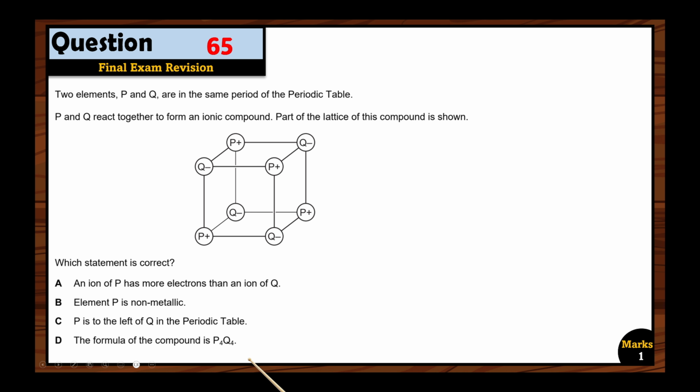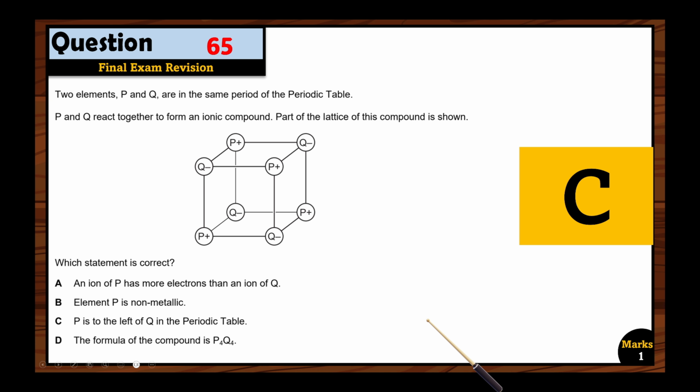The formula of the compound is P4Q4. That's wrong, because if they are in the same period of the periodic table, it depends on the group numbers, and they have not mentioned the group numbers here. So we cannot decide that it is P4 or Q4. So that's why option C is the only right one.